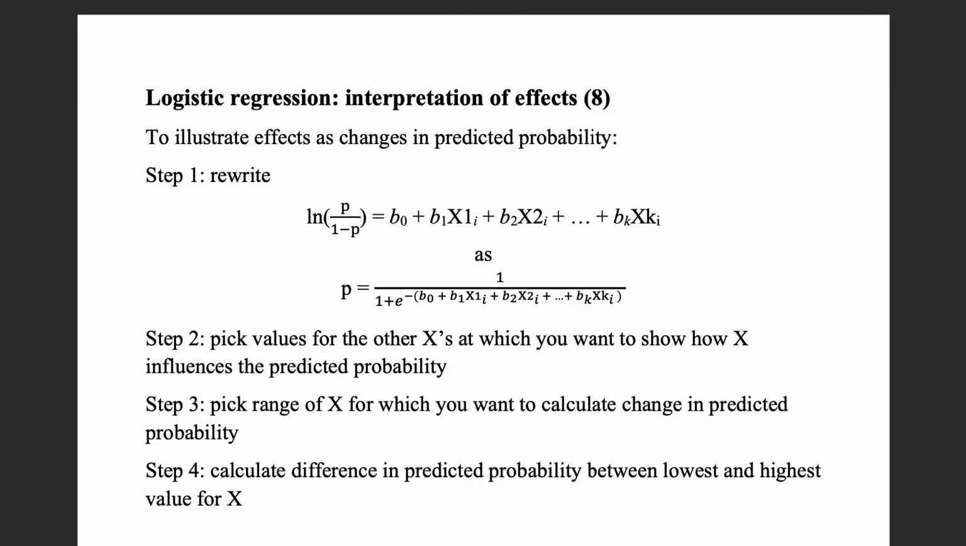And once you have done that, then what you can do is, well, calculate the difference in predicted probability for the lowest and the highest value of your x variable. So for the lowest value that you picked on the range for x and the highest value that you picked on the range for x, which means that you have to calculate the predicted probability twice, once for the lowest value on the x variable and once for the highest value on the x variable, and then calculate the difference between those two predicted probabilities to see how much the predicted probability increased if it's a positive effect or decreased if it's a negative effect, going from that lowest to highest value on your x variable. So that's how to do it in theory.